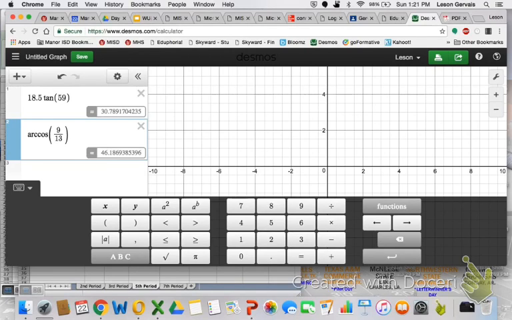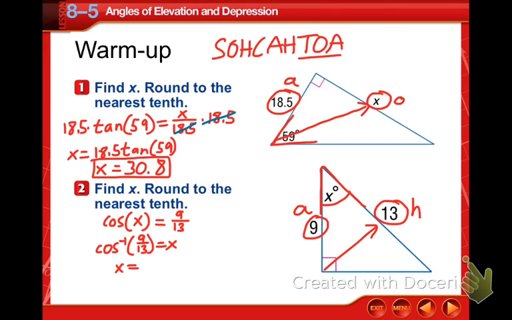So go back to our notes again. And our answer is the 46.2. Now we need to use it here because we're talking about the angle. It's degrees. And there we go. So there's our warm-up.